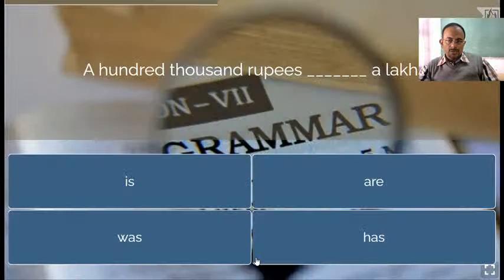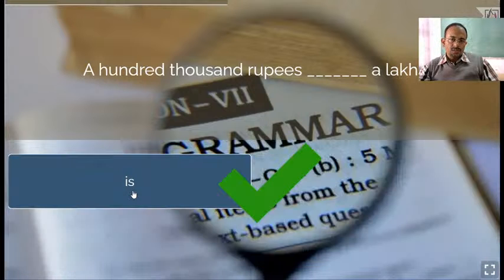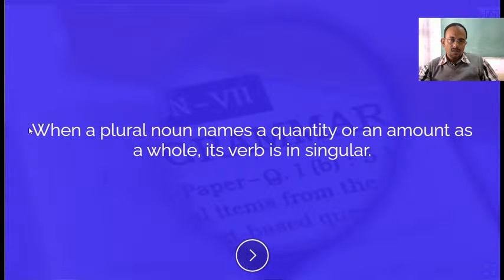Okay. Next, 100,000 rupees dash a lakh. Rupees is given, see S, but A is also given. That is why is a lakh. Okay, 100,000 rupees is a lakh. When a plural noun names a quantity or an amount as a whole, its verb is singular.